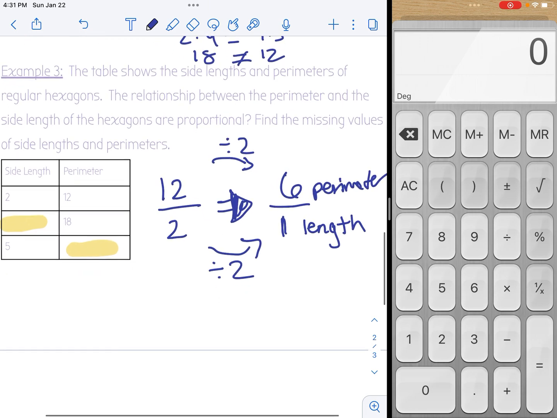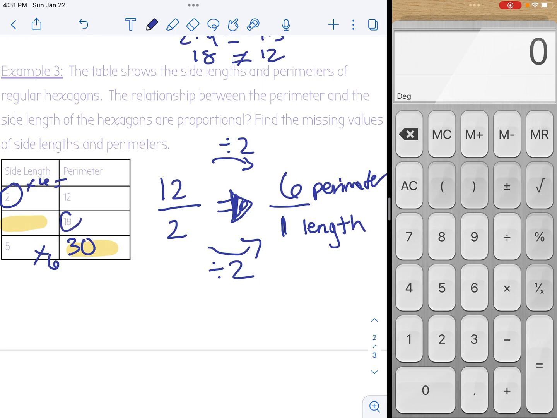So what this means is that when I had a side length of 2, I multiplied by 6 to get my perimeter of 12. So I know I can go ahead and multiply then my bottom. If my side length is 5, I know that my perimeter is going to be 5 times 6, 30.